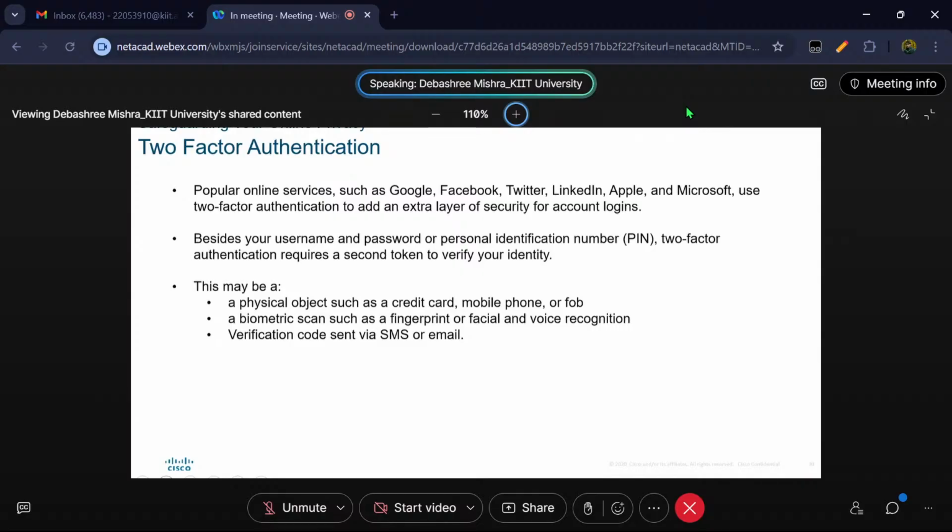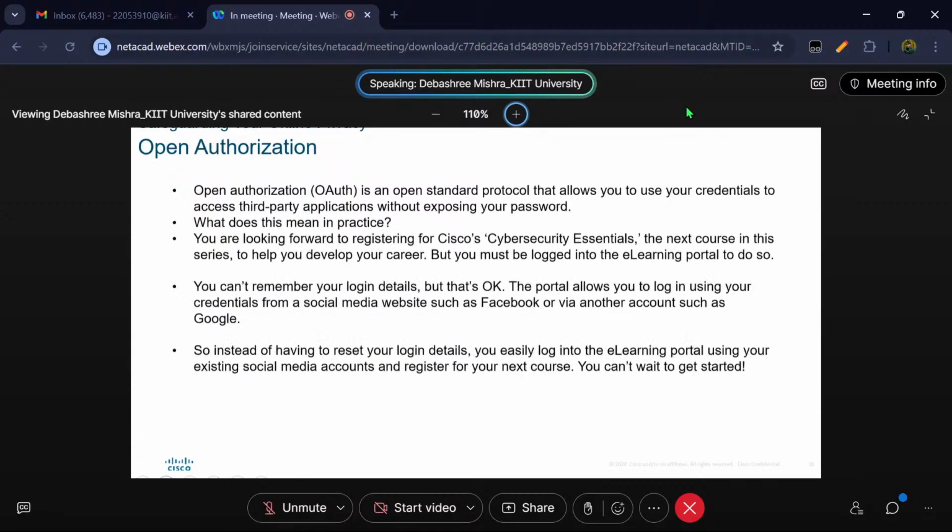Either way, you can also use a biometric scan, or facial or voice recognition. So these are what two-factor authentication involves. Even if you are giving the passwords or the PIN, you can give an extra layer of security. So this gives one extra layer of security to the platforms that you are accessing.